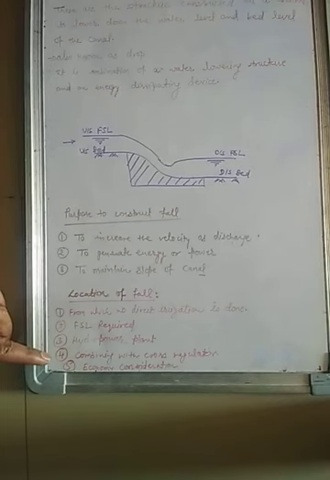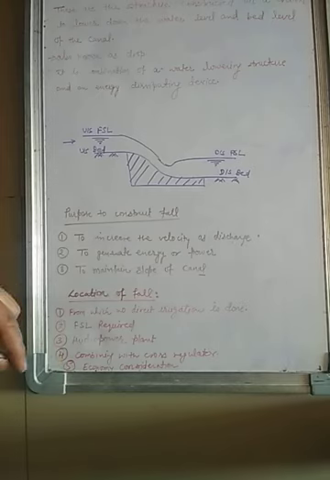The fourth one is combining with a cross regulator. The location of a fall may also be decided from the consideration of the possibility of combining it with a cross regulator. So this is the explanation of this point. And the last point is economy consideration.